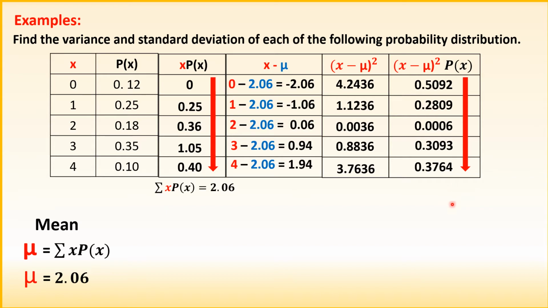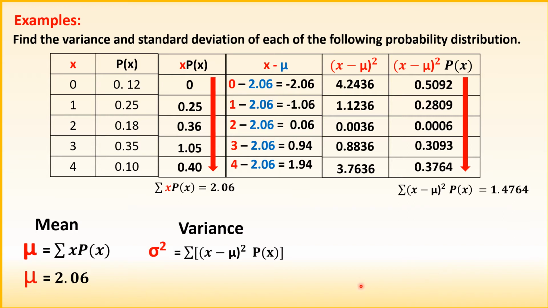0.3764. So, we're going to get the sum of these para makuha natin ang summation. And that is equal to 1.4764. So, solve na natin yung variance. So, since meron na tayo ditong summation, and that is 1.4764, substitute lang natin dito. So, variance is equal to 1.48.